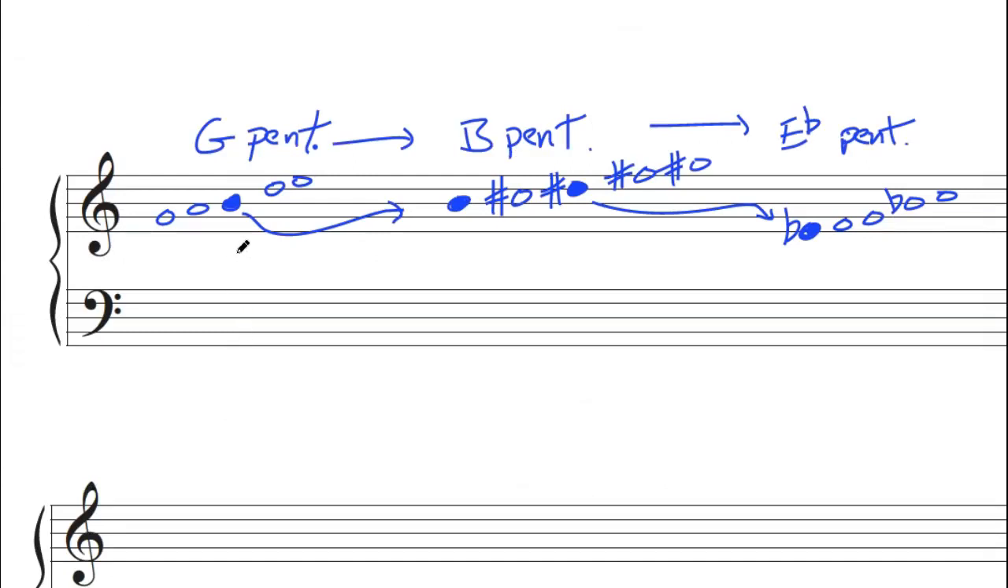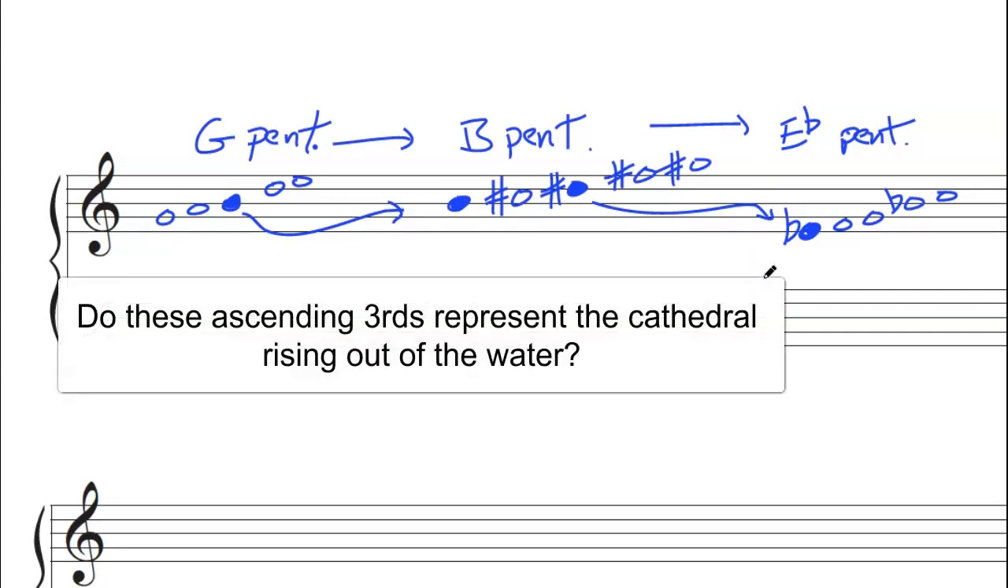From that G pentatonic collection he started with, he took the note B and built another pentatonic scale on that, and then in the same way, he took this third degree and started a new pentatonic scale on that. So we get this progression from G up a third to B, up a third to E flat. So it's highly constructed. It's not an accident, but it has this feeling of almost improvisation and freedom.